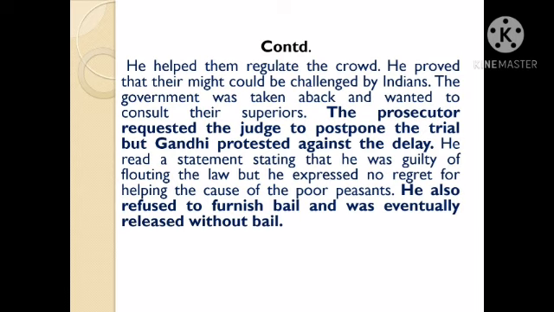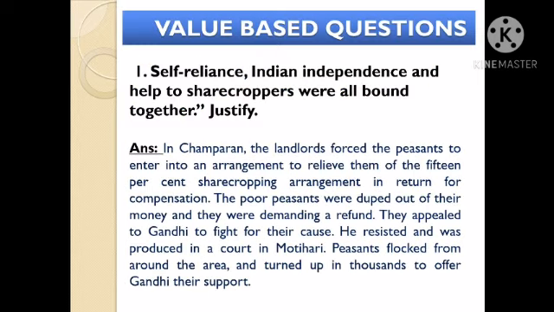The prosecutor requested the judge to postpone, that is, delay, the trial, but Gandhiji protested against the delay. He read a statement stating that he was guilty of flouting the law, that is, not abiding by the law, but he expressed no regret for helping the cause of the poor peasants. He did not regret it because he helped the poor peasants. He also refused to furnish bail and was eventually released without bail.